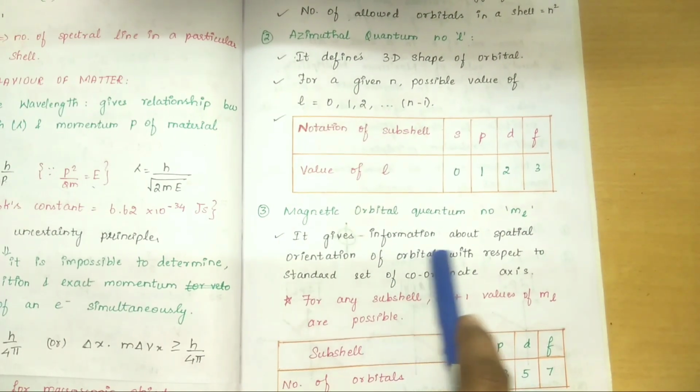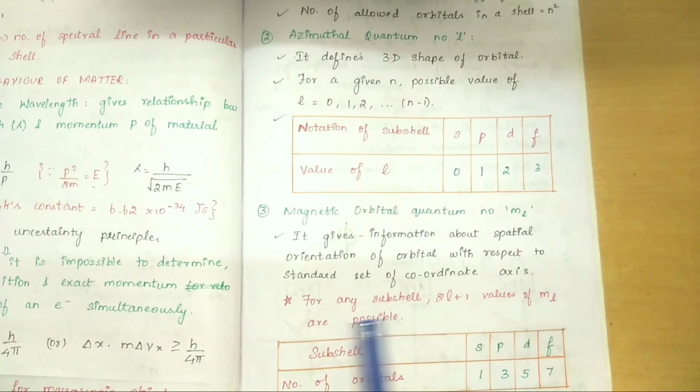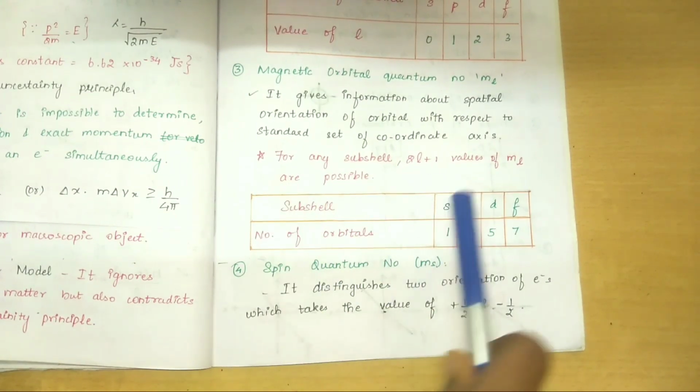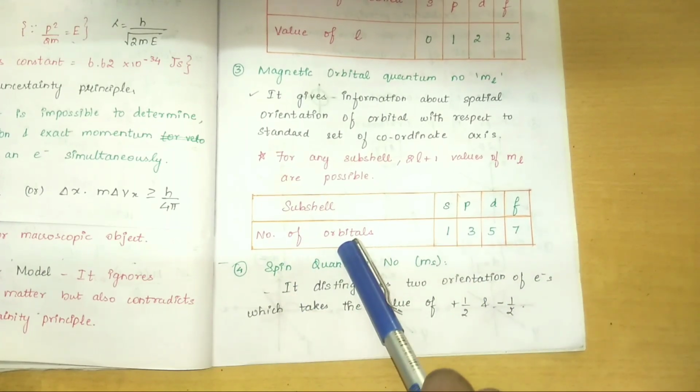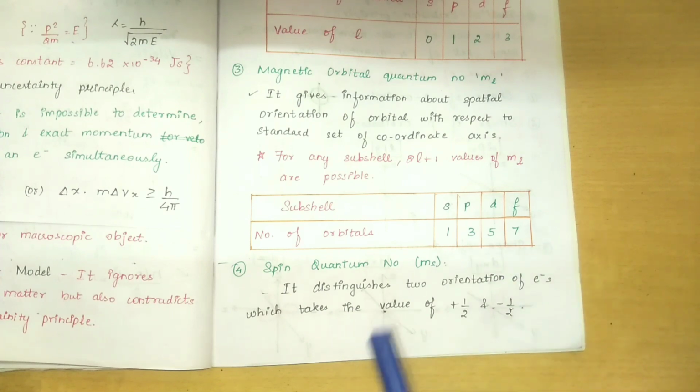The magnetic orbital quantum number is represented by ml. It gives us the information about the spatial orientation of orbitals with respect to a standard set of coordinate axes. For any subshell, 2l plus 1 values of ml are possible. Here the subshells are s, p, d, f. What are the numbers of orbitals? You apply 1, 3, 5 and 7. These are the numbers of orbitals in those subshells.